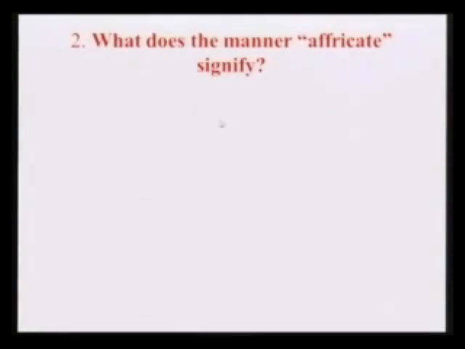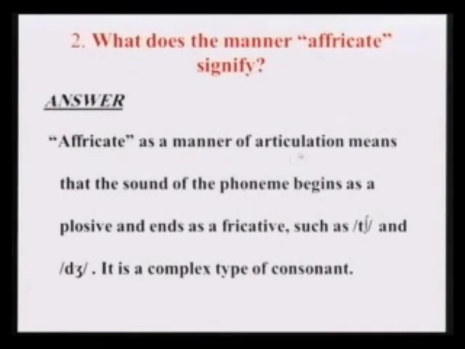What does the manner affricate signify? Affricate, a manner, means that the sound of the phoneme begins as a plosive and ends as a fricative. sh, sh, sh. يبقى tsh, d, j, زي tsh, d, tsh, voiceless, d, voiced. Church and judge. Okay?